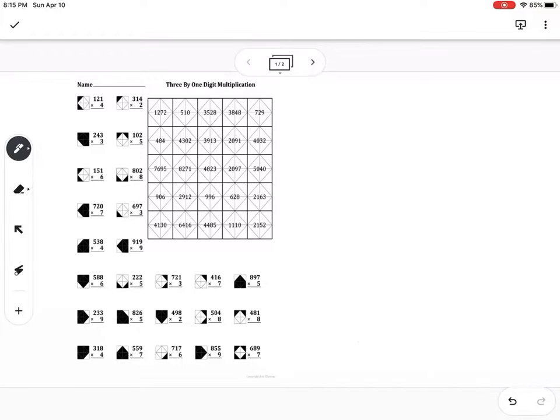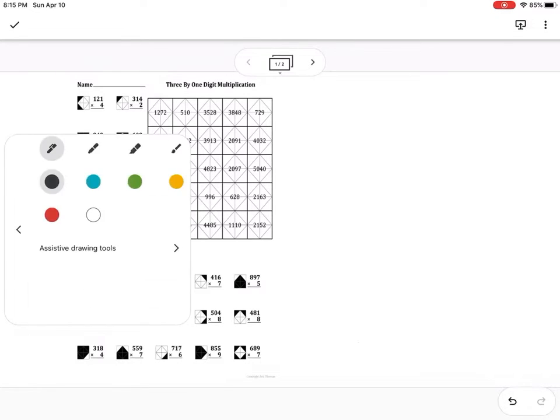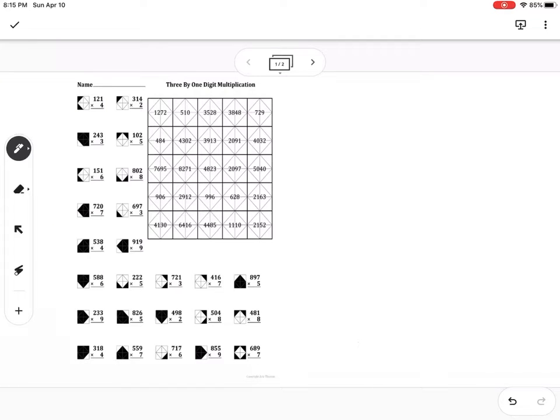Today we're going to do 3-digit by 1-digit multiplication. Don't panic, we can do this. I'm going to help you out. We're going to do 2 of these together, and then you can keep working with your table partner or whoever the substitute assigns for your partner today.